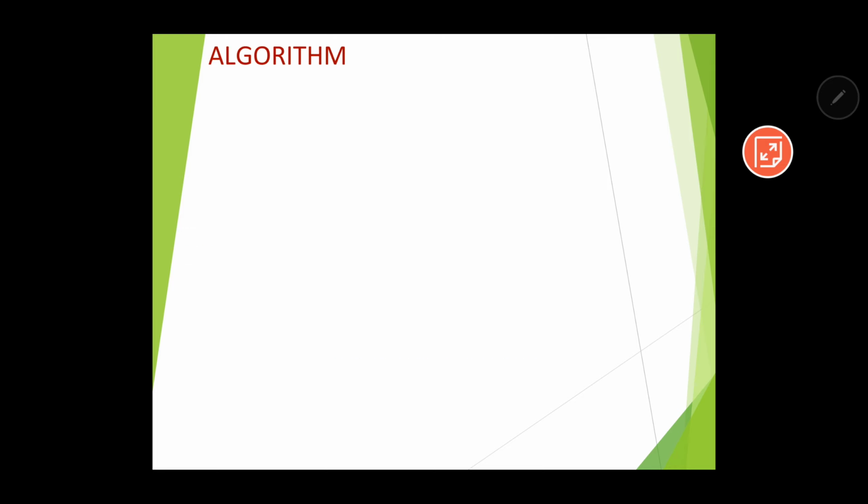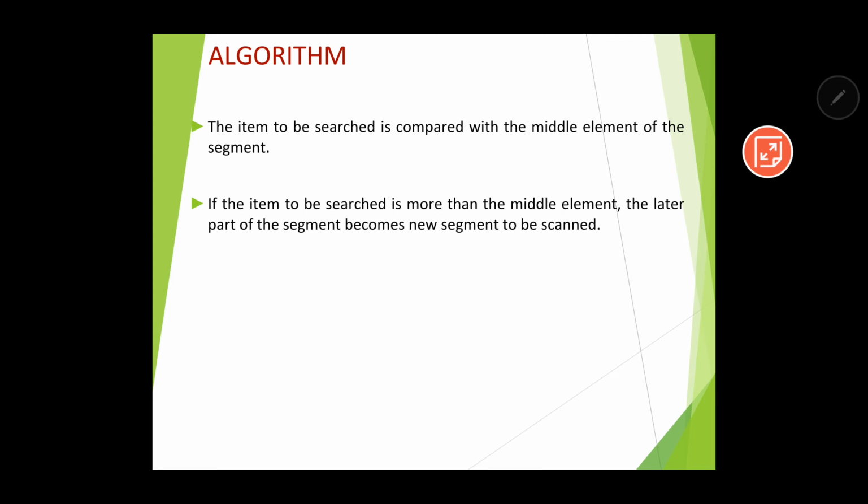Now let us see the algorithm for binary search in English language. The item to be searched is compared with the middle element of the segment, which I have already explained just now. Whatever item is to be searched, we always compare that element to the middle element of the segment. After that, if the item to be searched is more than the middle element, the later part of the segment becomes the new segment to be scanned.